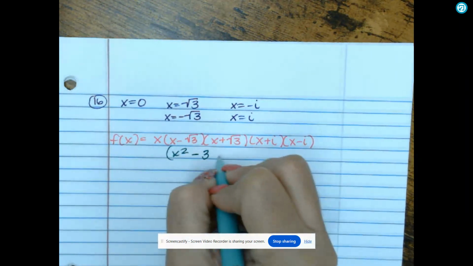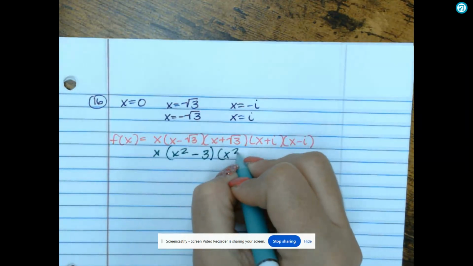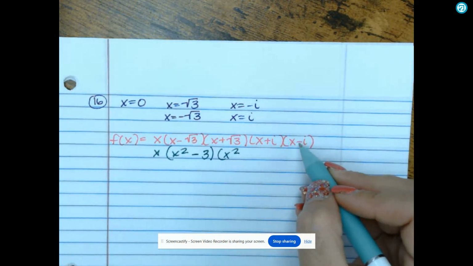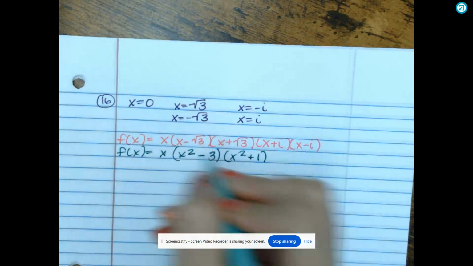Okay, so there's that one. x is still here. And same thing here. x times x is going to give me x squared. Minus ix and plus ix are going to cancel out. i times negative i is negative i squared, which is negative negative 1, which is positive 1. So there's my equation for number 16.